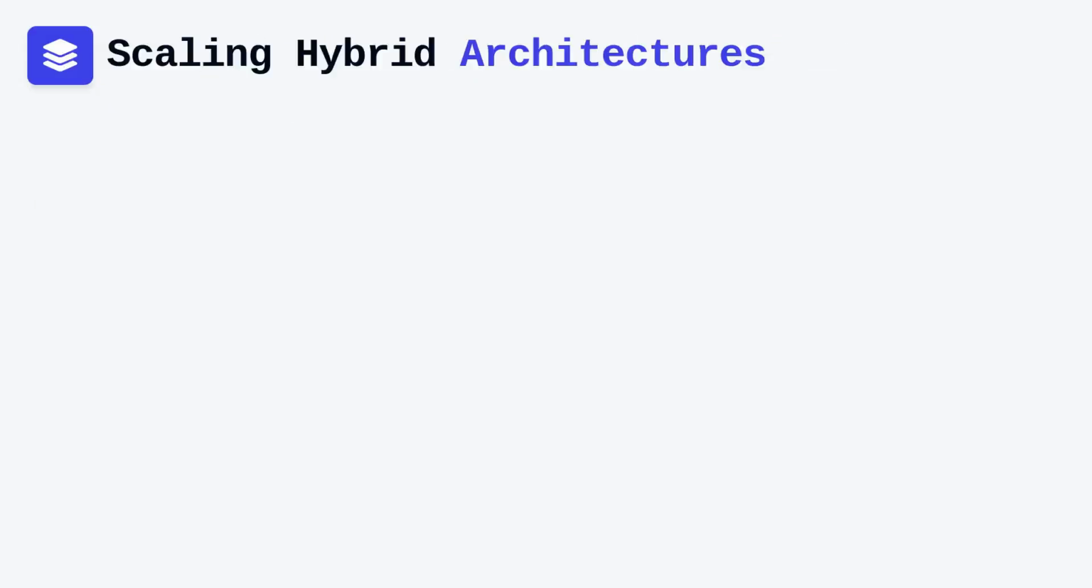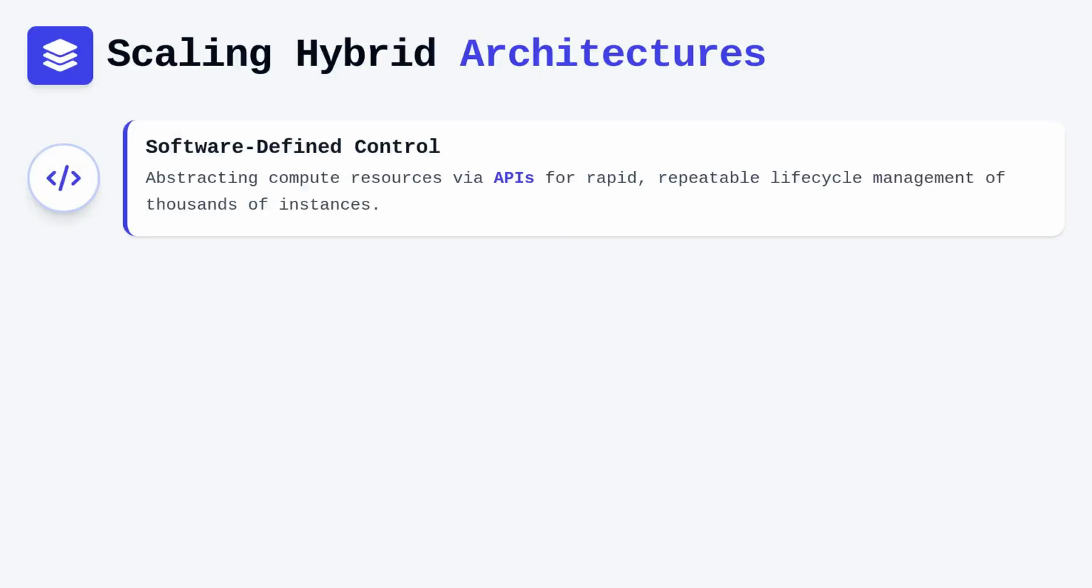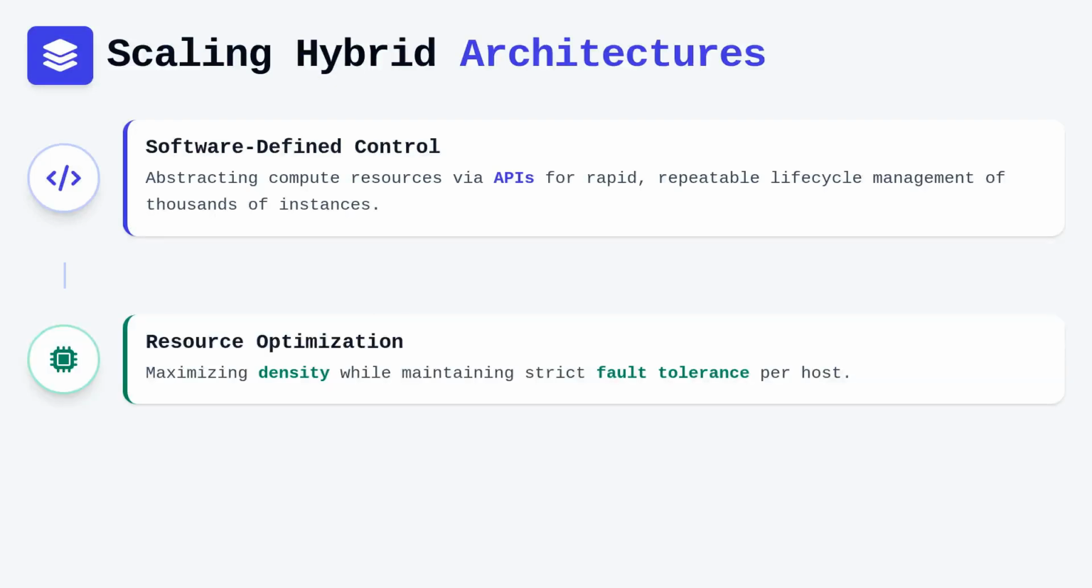Integrating scaling mechanisms into a hybrid architecture requires a departure from traditional provisioning. We utilize software-defined control mechanisms to treat compute resources as abstract entities that can be invoked via APIs. This programmatic approach allows for lifecycle management that is both rapid and repeatable, which is essential when dealing with thousands of virtualized instances. The resource algorithms employed within these systems are designed to maximize density without compromising the fault tolerance of the individual host.